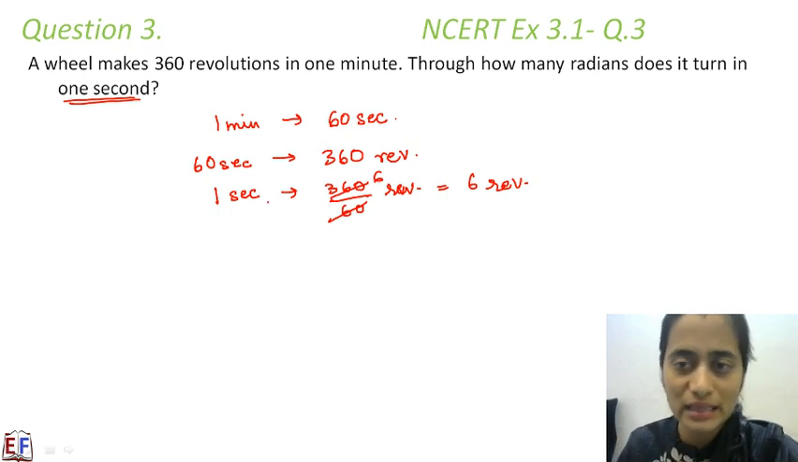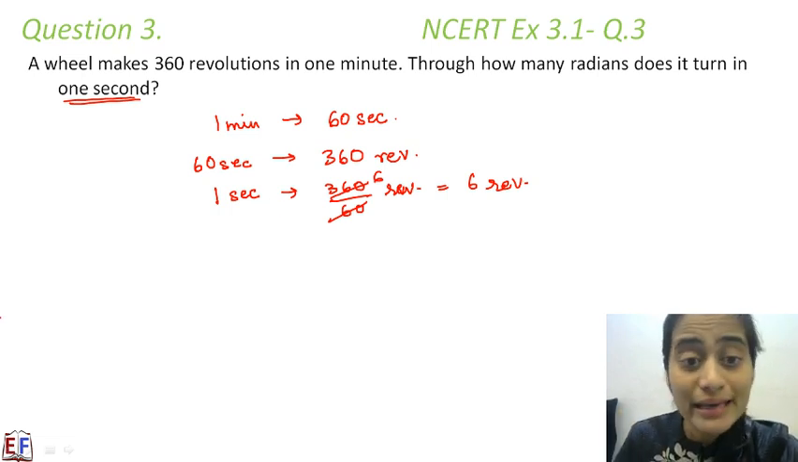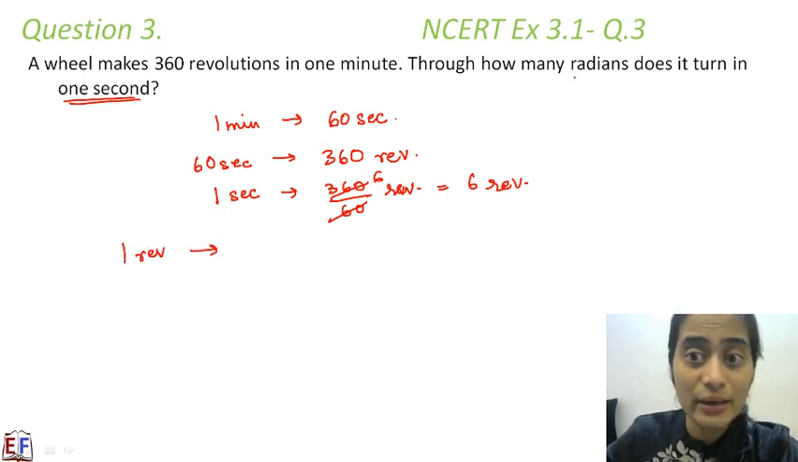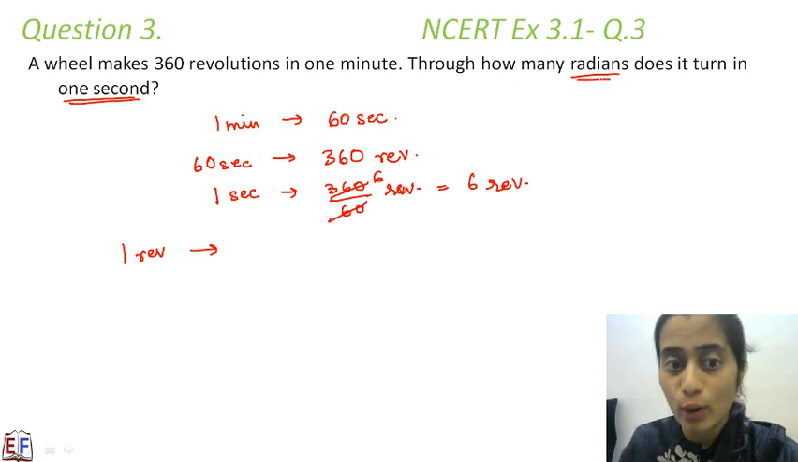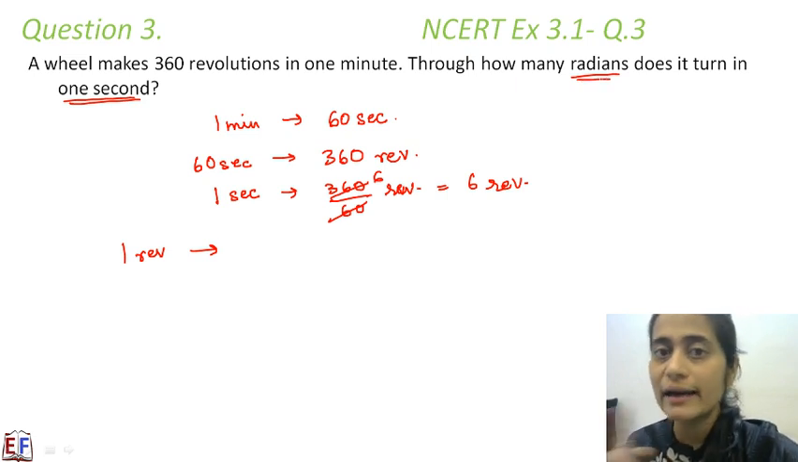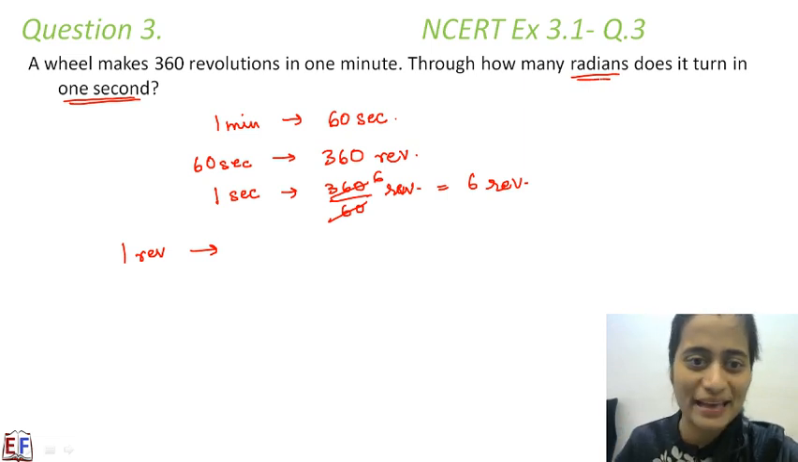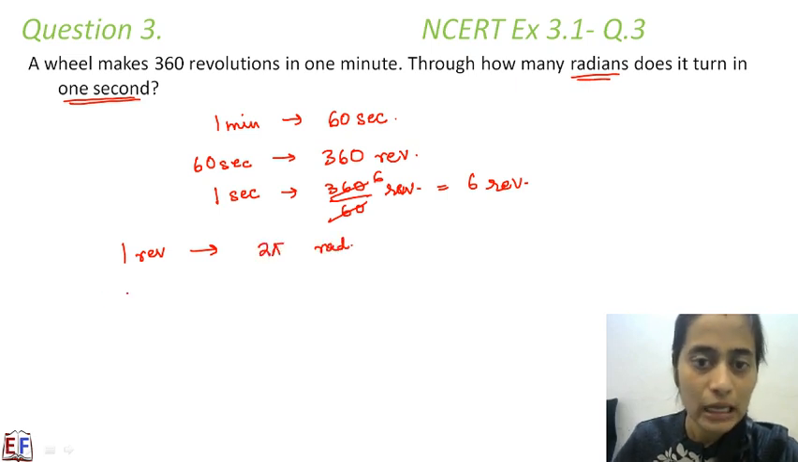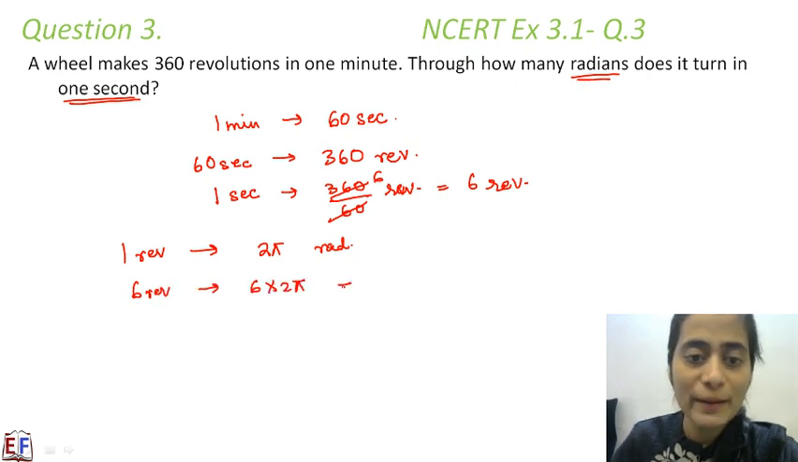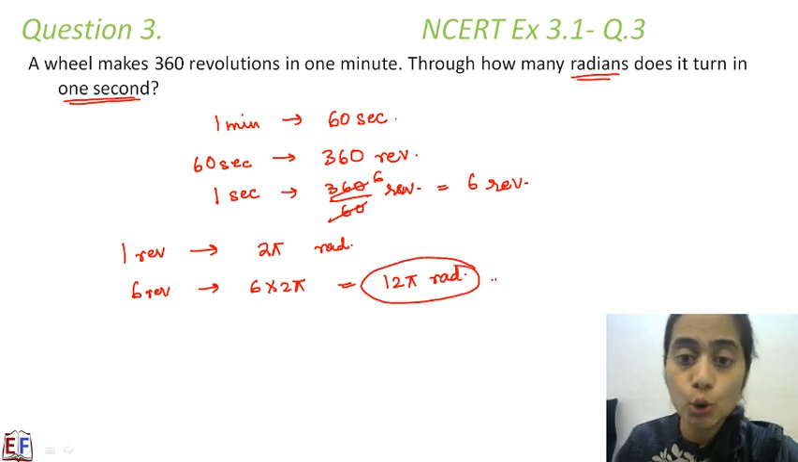ठीक है, तो अब हमें इतना तो पता चल गया भाई कितना रेवोल्यूशन लगाता है. अब हमें क्या पता है? 1 रेवोल्यूशन कितना डिग्री है? नॉट डिग्री, बेसिकली यहाँ पे हम रेडियंस के टर्म्स में बात कर रहे हैं. तो उसकी जो 1 रेवोल्यूशन है उसमें टोटल कितना एंगल कवर होता है? एक कंप्लीट एंगल. वो रेडियन में कितना होता है? वो होता है 2 पाई. तो 1 रेवोल्यूशन में कवर होता है 2 पाई रेडियंस. तो अगर हम 6 रेवोल्यूशंस की बात करेंगे तो हो जाएगा 6 इंटू 2 पाई, यानी कि 12 पाई रेडियंस. तो हम कह सकते हैं कि 12 पाई रेडियंस इट टर्न्स इन 1 सेकेंड.